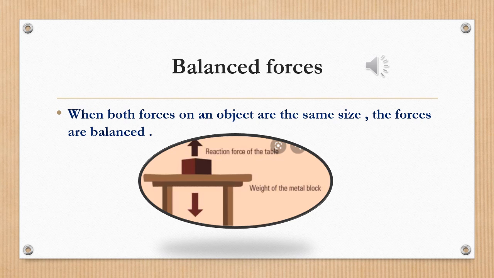So what is balanced force? In the following picture, the metal block did not move because the weight of the block is the same as the upward force of the table. That we already studied. That means the two forces acting on the metal block are the same. So balanced force means when both forces on an object are the same size, the forces are said to be balanced. Okay, understand?